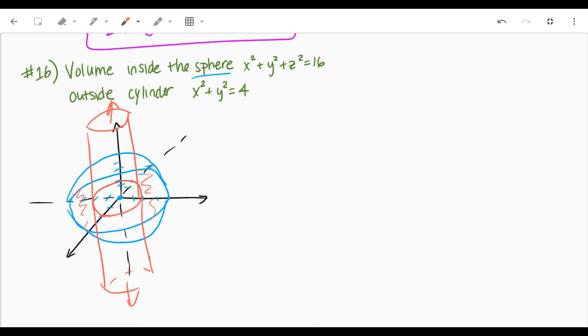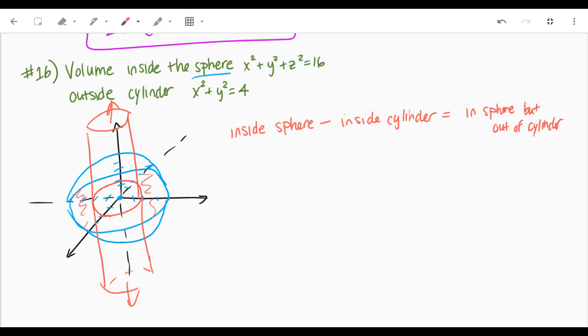So we can do inside the sphere minus inside the cylinder, and that will give us in the sphere but out of the cylinder. Again, we'll take the volume of that blue sphere, and then we'll subtract the volume that's inside the cylinder, and that will give us the volume that's outside the cylinder.